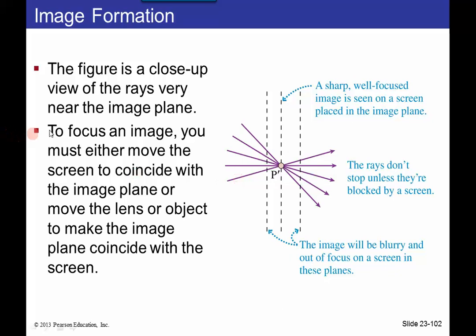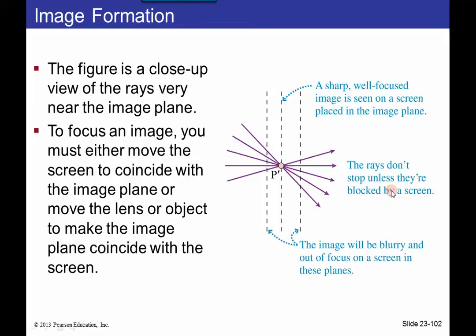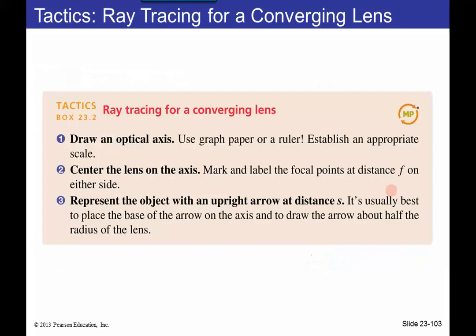So what you're doing here is basically focusing the image. How do you do that? Well, you can move the plane to focus an image. You can move the image, the object, or you can move the lens. If you move either the plane or the lens in this direction of the object, you can get a sharp image here, which is what you want when you're designing lenses.